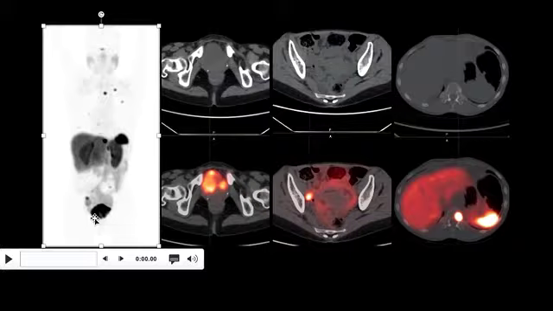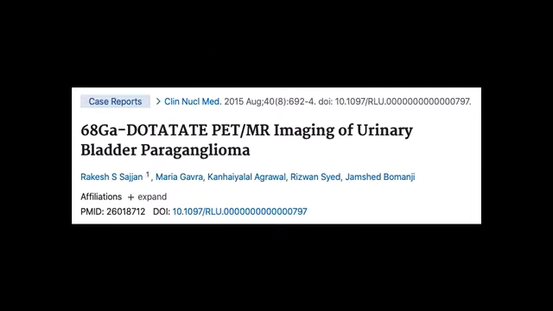And so let's localize some of these findings on the PET-CT images. The first fused image shows the urinary bladder mass taking up the tracer. The second image shows the right obturator node taking up the tracer with focal intense uptake. And the third set of images shows a sclerotic bone metastasis, which shows intense uptake. So this patient has metastatic urinary bladder paraganglioma and was staged using a whole body gallium-68 dotatate PET-CT. Here is another great case report on this pathology using a PET MR in this patient.